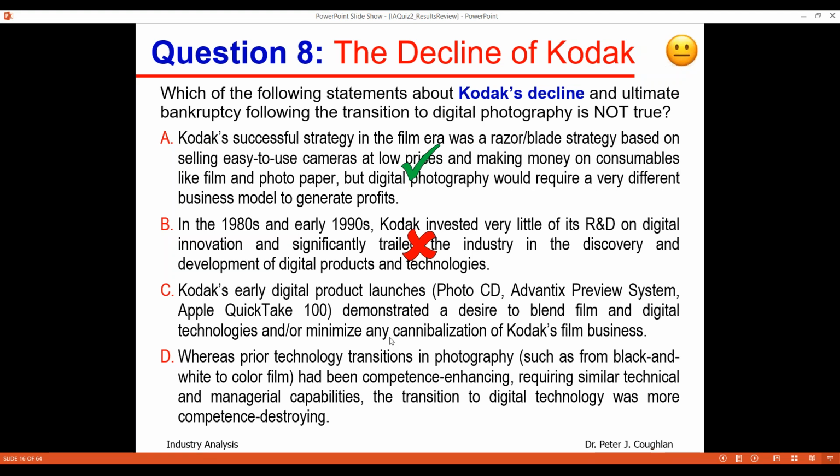Let's just make sure C and D are true. C, Kodak's early digital product launches, Photo CD, Advantage preview systems, Apple QuickTake 100, demonstrate a desire to blend film and digital technologies and/or minimize any cannibalization of Kodak's film business. Well, let's think about Photo CD. Photo CD was one in which you would still take your pictures on film, but then they would give you a digital CD so you could watch your pictures on a TV back then. But the point is it was both film and digital. So that was blending film and digital.